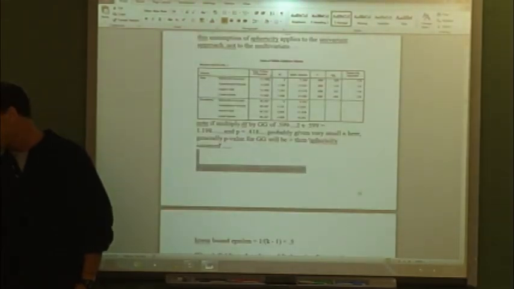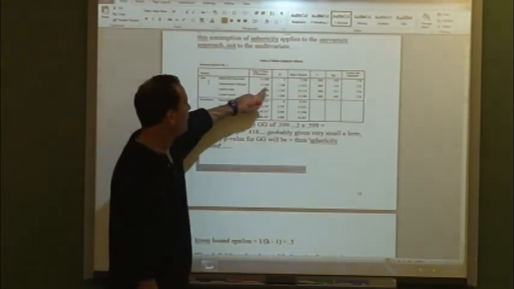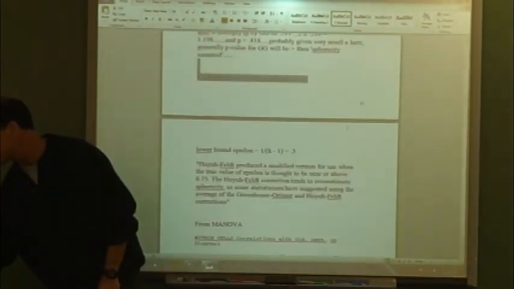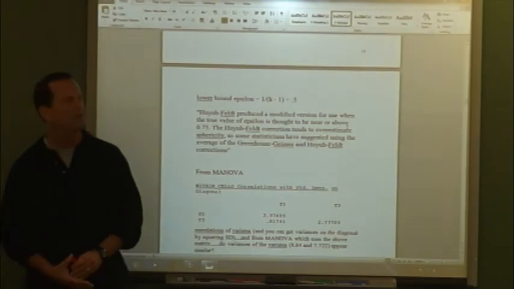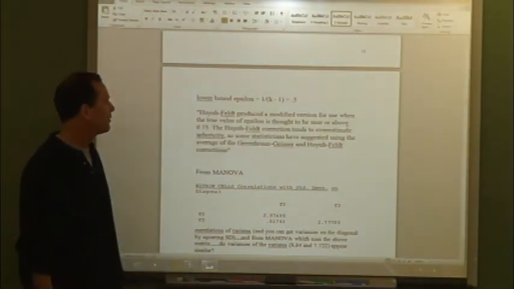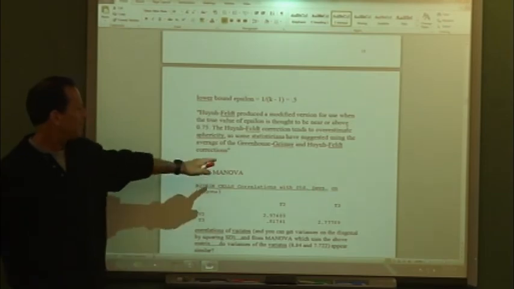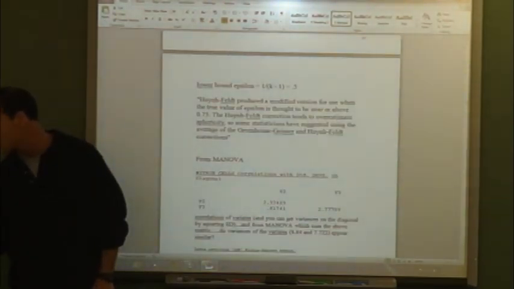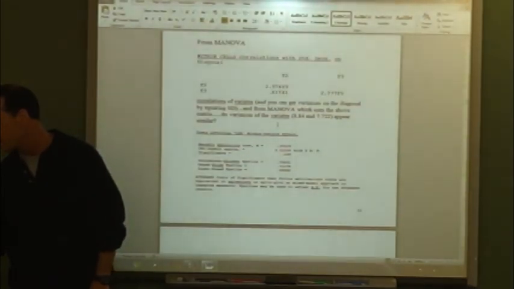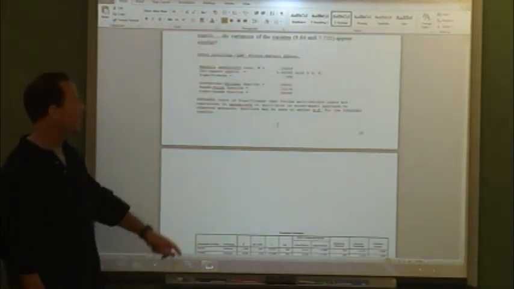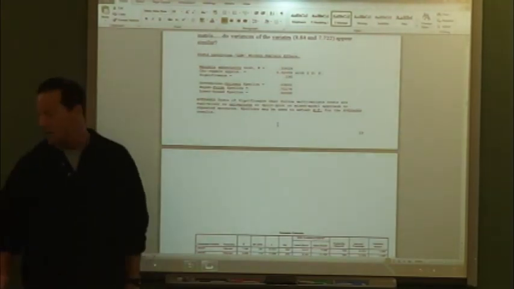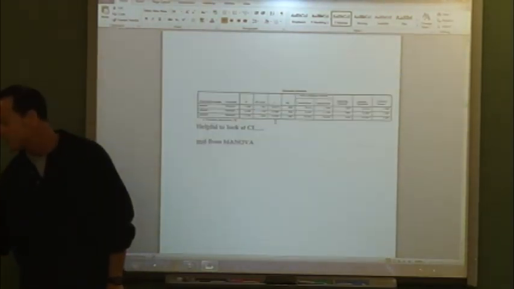There is also a thing called Huynh-Feldt, everybody. Here we see Huynh-Feldt is 0.712. It's just 1 over k minus 1. I'm sorry, no, that's for the lower bound epsilon. Huynh-Feldt is a slightly different formula that uses Greenhouse-Geisser. And here's for MANOVA, everybody. Here's what you get in MANOVA. There's my test of sphericity, p of 0.19, Greenhouse-Geisser. So now you can see you get a lot of this in MANOVA.